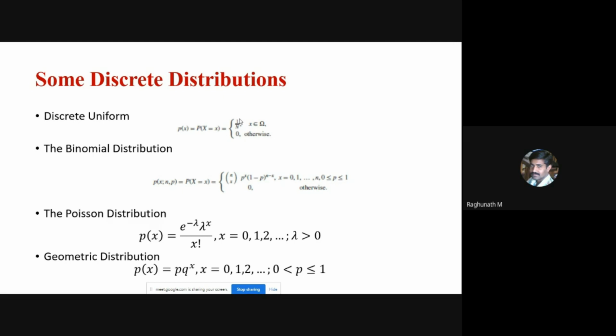Now coming to the next one, the geometric distribution. Its PMF is given by P of x is equal to P into Q to the power of x. This distribution is used whenever we want to see the probability that the first success is going to occur. That means if k things have happened, k minus 1 failures have already occurred and the kth is the success, and it is the first time we get a success. To model such data we use this geometric distribution.